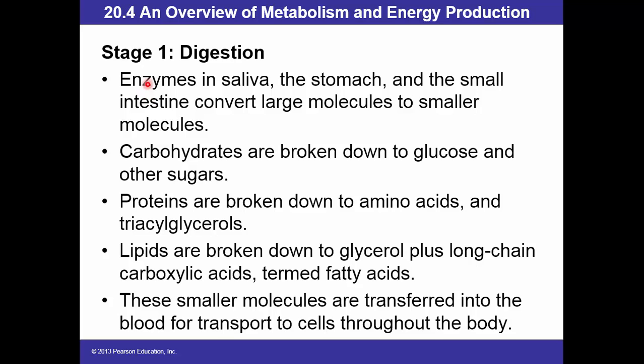Then let's start with stage 1, digestion. Enzymes in saliva, the stomach, and the small intestine convert larger molecules into smaller ones. Carbohydrates are broken down to glucose and other sugars, proteins down to amino acids, and lipids are broken down to glycerol plus long-chain carboxylic acids and fatty acids. These smaller molecules are transferred into the blood for transport to cells throughout the body.